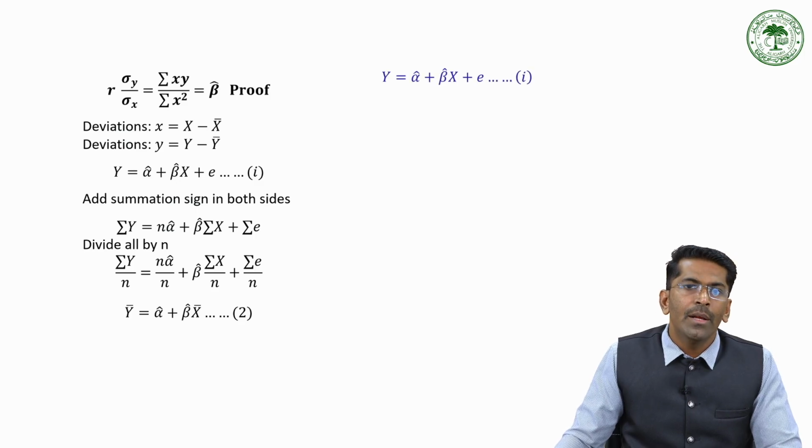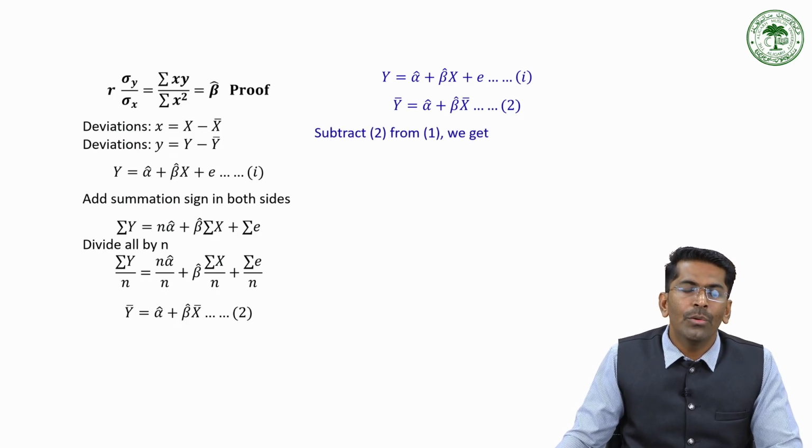hat x bar. Now we are going to consider both equations together, equation number 1 and equation number 2. We are going to subtract equation number 2 from equation number 1. We will get y minus y bar, then alpha hat minus alpha hat will be cancelled out. What is remaining is beta hat x minus beta hat x bar. So beta hat is common, so I am taking it outside. So beta hat into x minus x bar plus what is remaining, e. Okay.